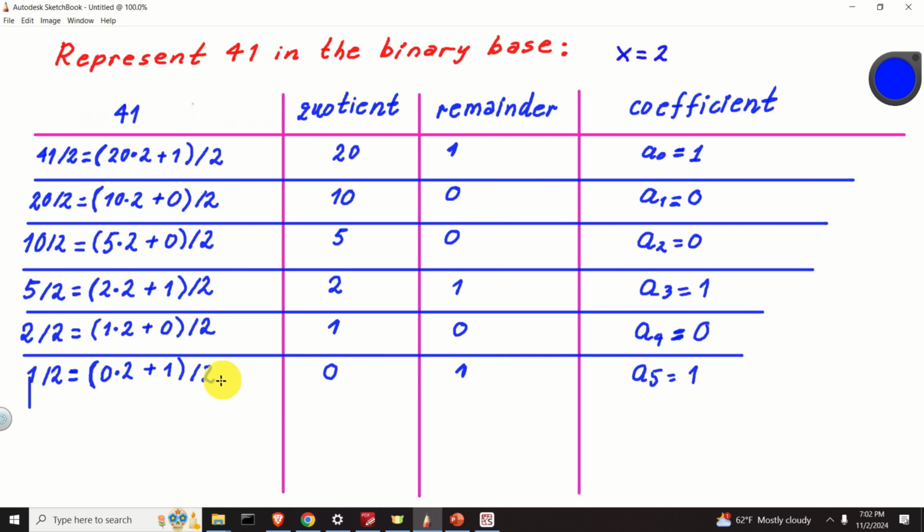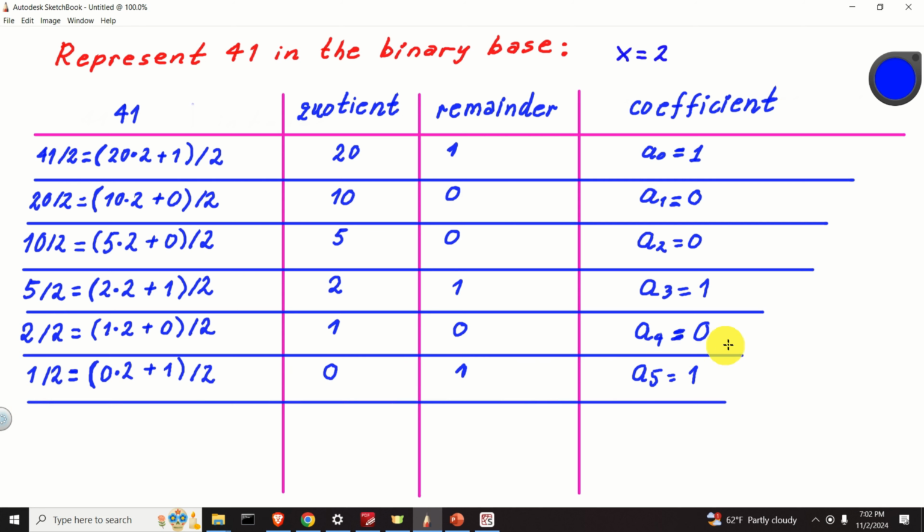And that's it. We end this procedure since we arrive at the quotient 0, and now our number is simply obtained like this. We take these coefficients and we go from down to up. That is, we go this way, and our number is 1, 0, 1, 0, 0, 1. And that's it.